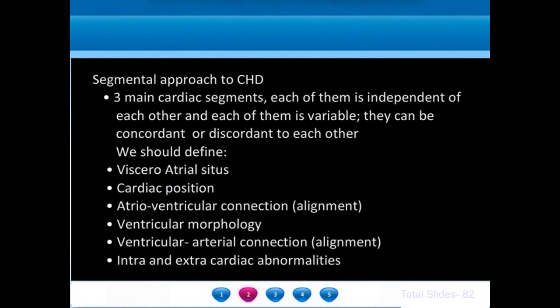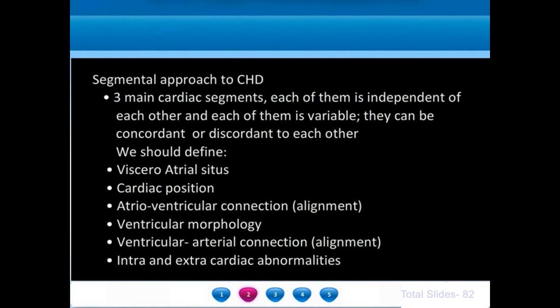Segmental approach refers to dividing the cardiac analysis into three main cardiac segments. Each of them is independent of each other, and each of them may be variable. The segments can be concordant or discordant to each other.